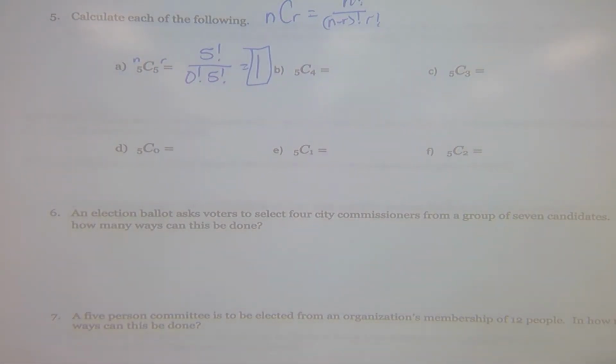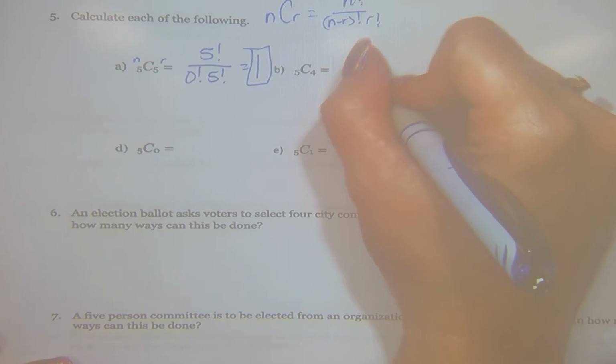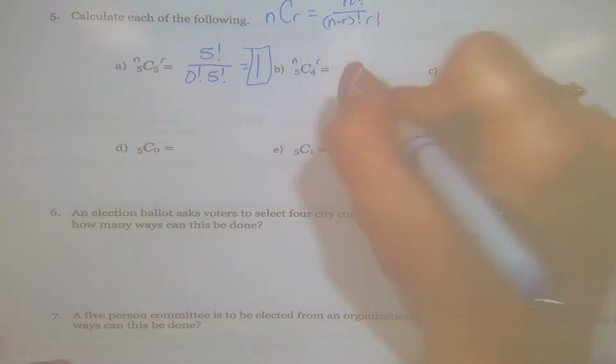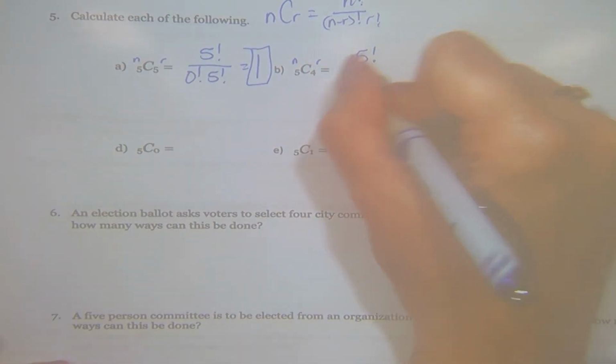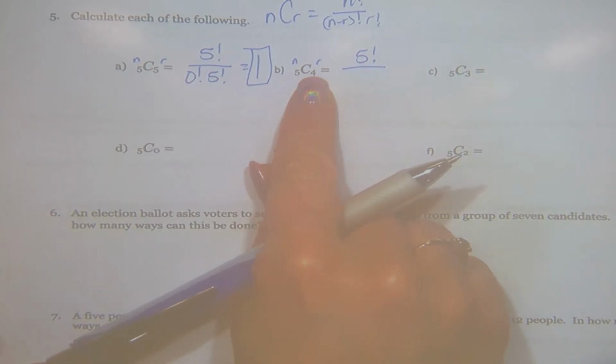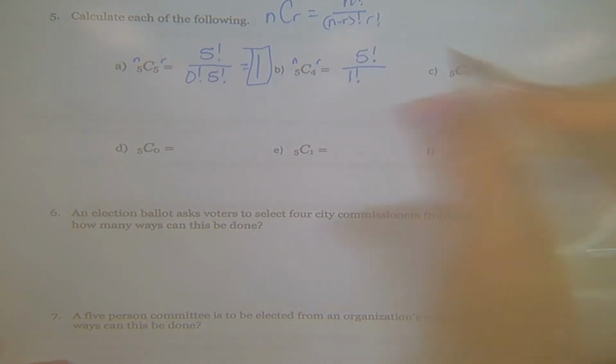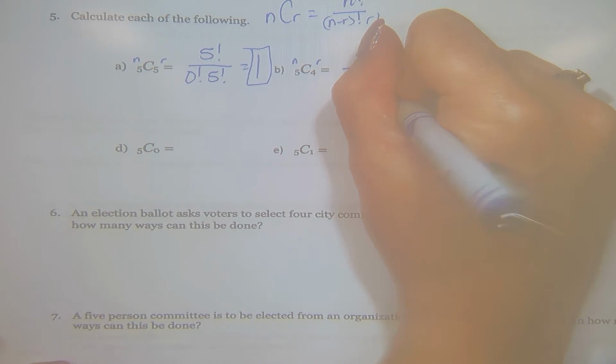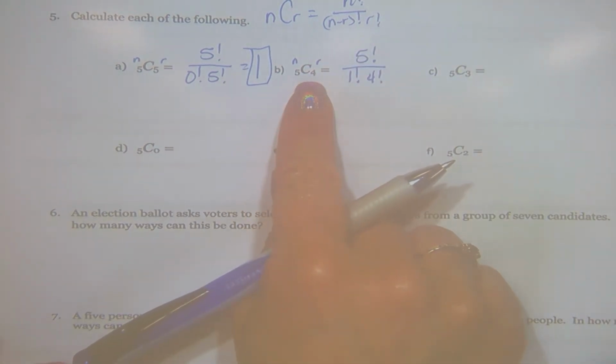All right, let's look at the next one. We've got 5 choose 4. N is 5, r is 4. So in my numerator, I have 5 factorial. In my denominator, I have 5 minus 4, which is 1 factorial. And then that r factorial would be 4 factorial.